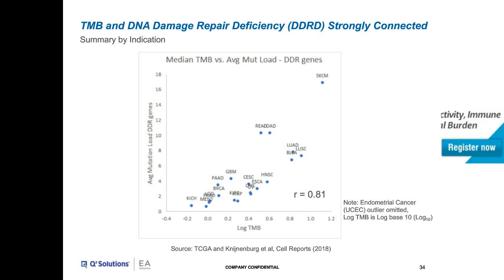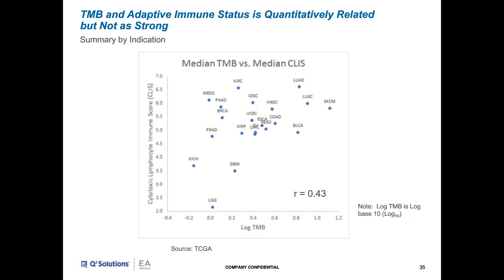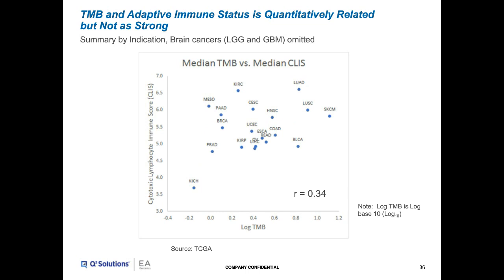However, when we get to TMB and immune status, it is quantitatively related, but it's just not as strong. So, for example, here's the same type of graph where log mutational burden is on the x-axis, and cytotoxic lymphocyte immune score, one of the signatures that I showed you previously, is on the y-axis. And there is correlation, and it's certainly different from zero, but it's certainly not as strong as the connection between DNA damage repair defects and TMB. And in fact, if you were to take out the brain cancers, the correlation goes down even further. And then again, this is summarizing it at the typical level for any particular indication.